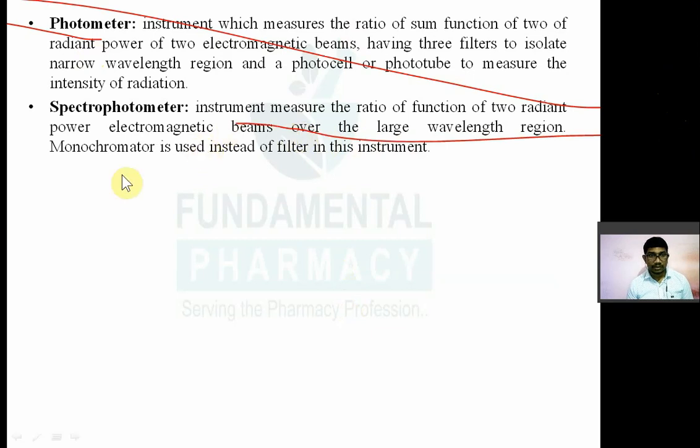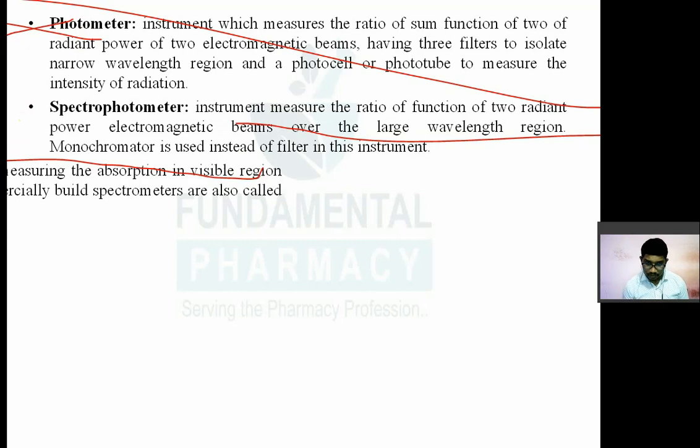Monochromators are used in the spectrophotometer instead of filters. Filters are used in a photometer, like the colorimeter, where filters are used. In the spectrophotometer, monochromators are used, because monochromators are more accurate in isolating the particular wavelength as compared to filters. We have seen this in the last session.